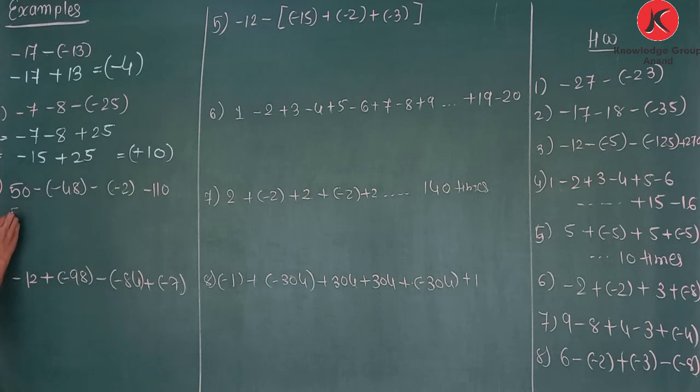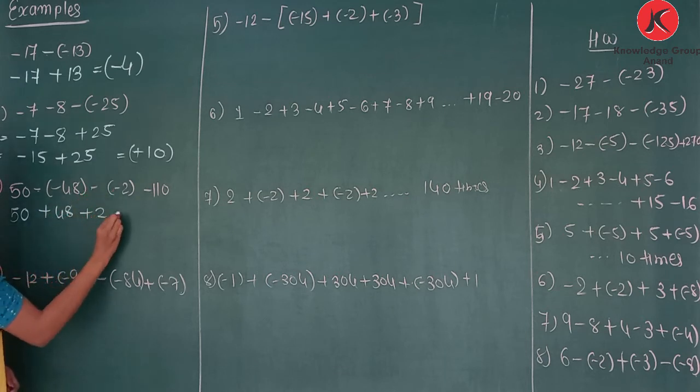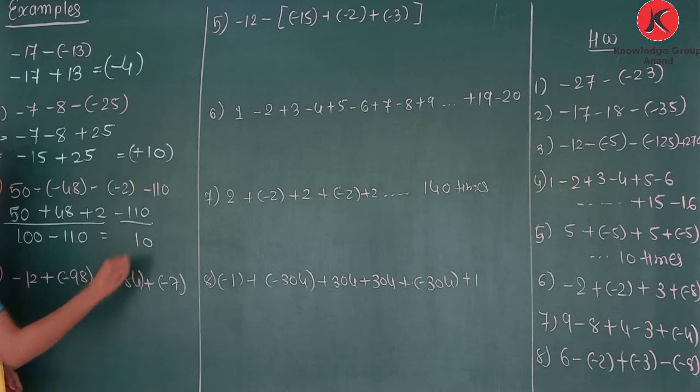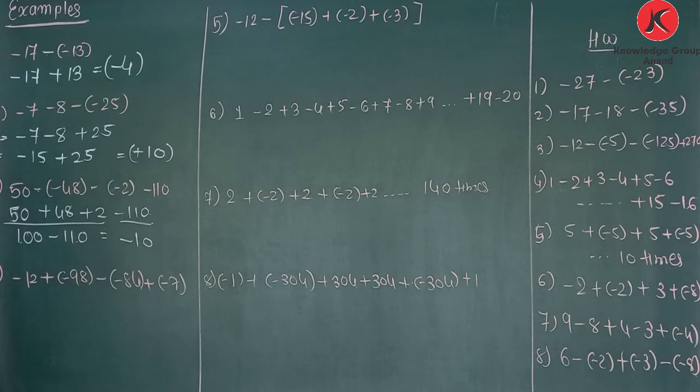Again, let's take the next example. 50 minus plus 48 minus plus 2 minus 110. So these three are positive and this one is negative. 50 plus 48 plus 2 is 100, minus 110. One positive, one negative, subtract the numbers, 10. Which one is bigger? 110. Sign of 110 is negative, so the answer is minus 10.